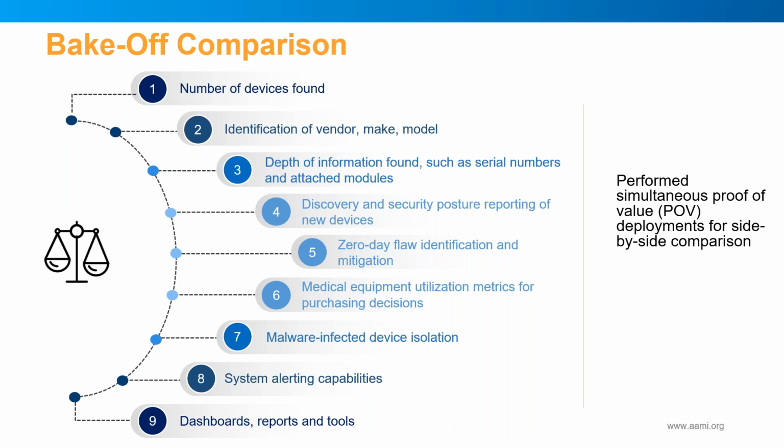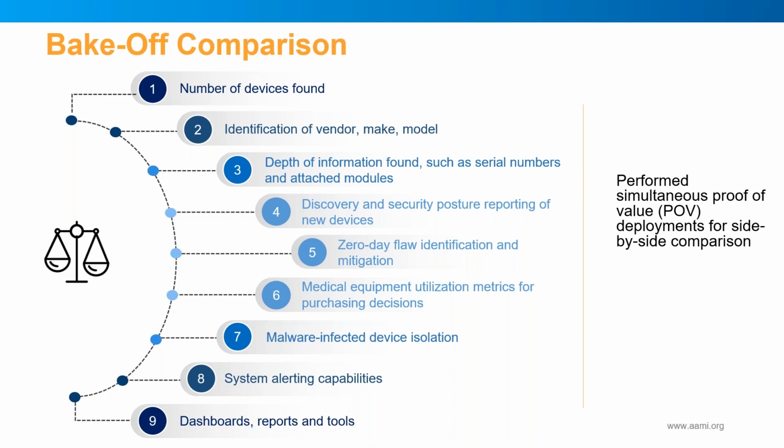When you compare them side by side, we came across a number of things, and I know the Parkland staff was pretty surprised when we first started looking at them. There were differences in the number of devices found, which platforms identified the vendor best, and how deep they went into the information for each of those devices, even down to whether they found serial numbers and attached modules. And also the ability to report that data out and make it available to everyone.